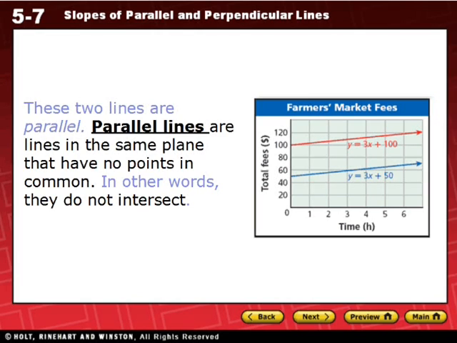So on the definition line there up under vocabulary, parallel lines are lines in the same plane that have no points in common. You know that. They look like railroad tracks. They're always the same distance apart forever and ever and ever. They don't intersect.